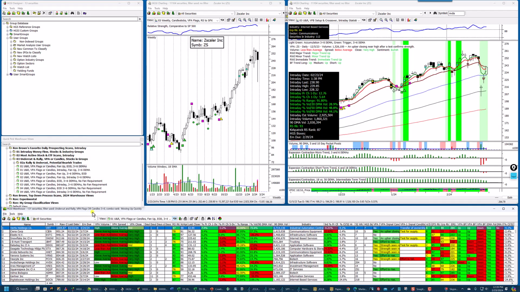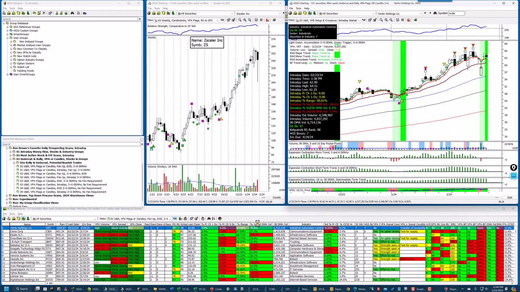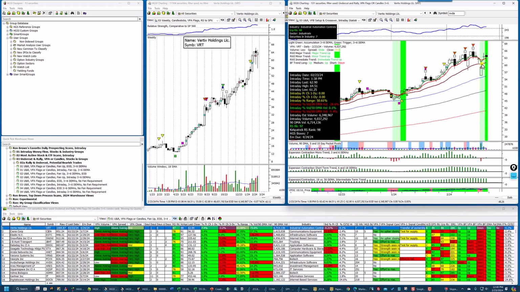This is current intraday VRT, Vertiv Holdings. I'm going to bring this up, and you can see that the 3 had not crossed the 6 as of yesterday, and that's why we have a light green bar here. It's light green here also. Why? Because this is a bullish candle. It's either a bullish candle or a VPA flag. In this instance, it is both.